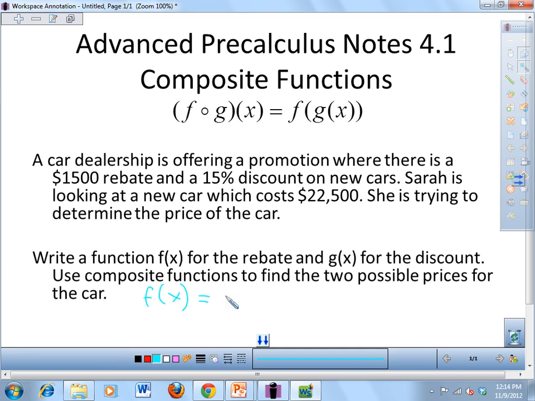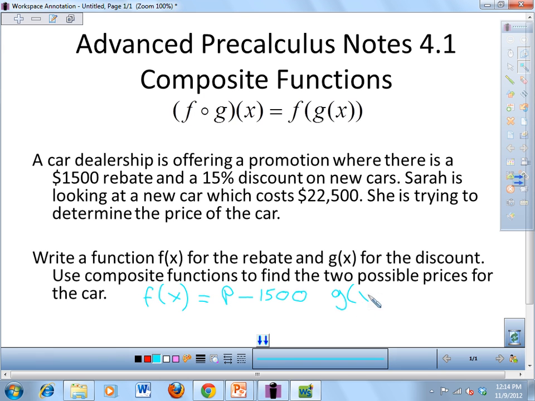So, if I wanted to do this, what could I have for the rebate? What would f of x look like? How would I do that? F of x equals what? Minus 15. Yeah, it would be whatever the, what should we call the original price? Let's call it price original, minus 1,500, right? You see where that came from? So let's say it doesn't matter what the car costs. Let's just say this particular one starts off at 22,500.